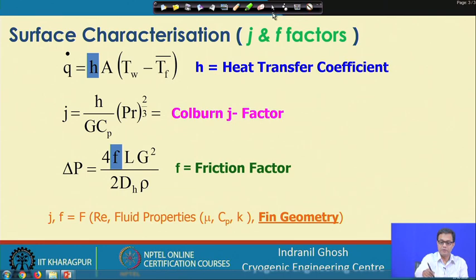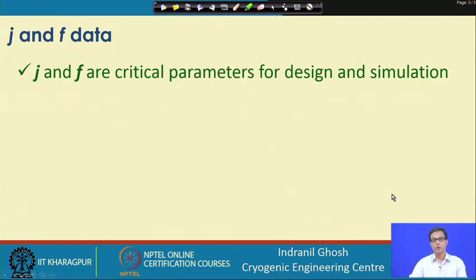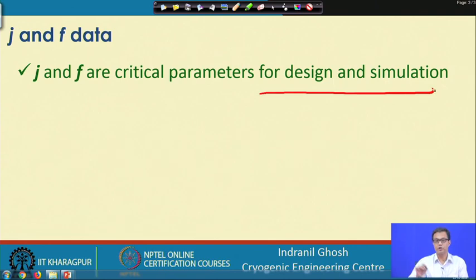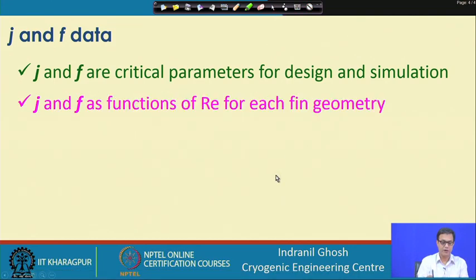Now, in principle we would be able to generate this data, which is necessary for the design and simulation of the heat exchangers. You may remember that in all the cases whenever we have talked about the design or the simulation of the exchanger, the heat transfer coefficient and the friction factor become important parameters for the design process or the simulation process. But in the case of this j and f, as we have understood, they are a function of the Reynolds number, and for each particular geometry that we choose, it will be a function of the Reynolds number.